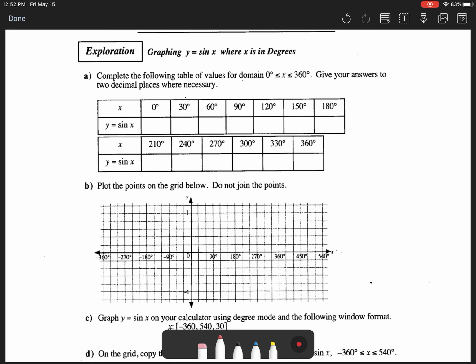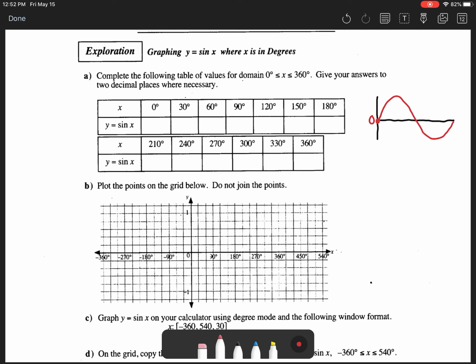Now, calculating sine of x where x is in degrees. So here's what I want to take a look at. I showed you this in one of the last lessons. I'm just going to draw the graph of sine of x, as it pertains to 0 to 360 degrees.